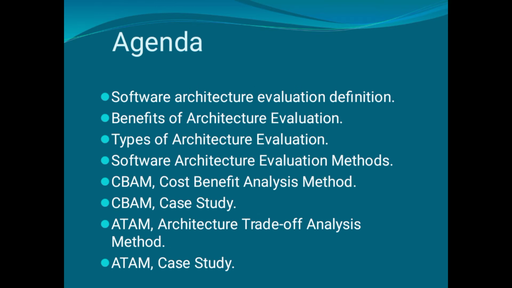The topics I will be covering in this aspect are software architecture evaluation definition, benefits of architecture evaluation, types of architecture evaluation, software architecture evaluation methods, CBAM, that is cost benefit analysis method, and related review, and the phases in this CBAM, and the procedure that will be carried out in this CBAM, the case study, then the ATAM, that is architecture trade-off analysis method, and its procedure, how it will be, and the phases in this one, and the case study on this ATAM. These are the topics that will be covered.